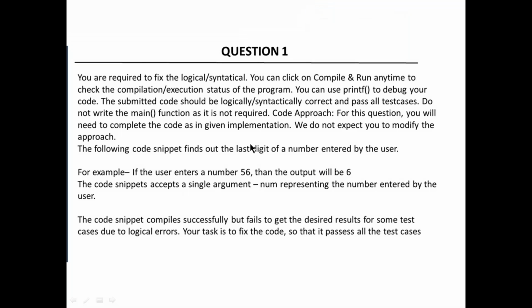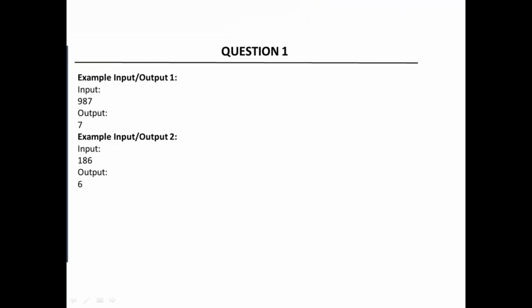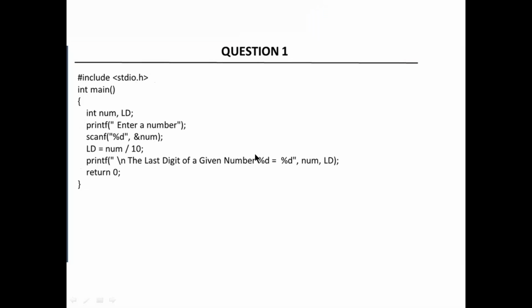You just need to find the last digit of the number. Observe first of all whether the code is correct or not. First of all, observe the sample input and output specification. For 987, the last digit is 7. For 186, the last digit is 6. It will take just 2 minutes, that's it. Observe now, everyone. Here a number is entered, and next to that, with the help of this operation, we are trying to retrieve the last digit. Is it correct?